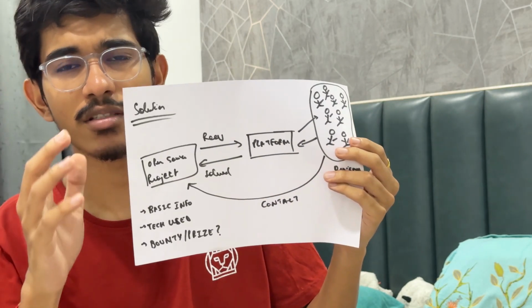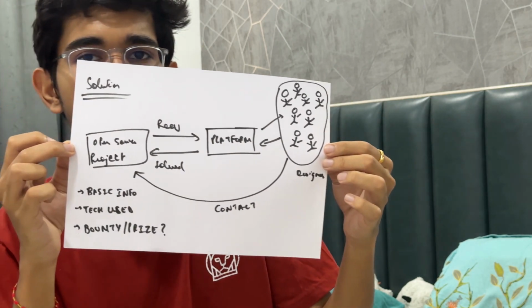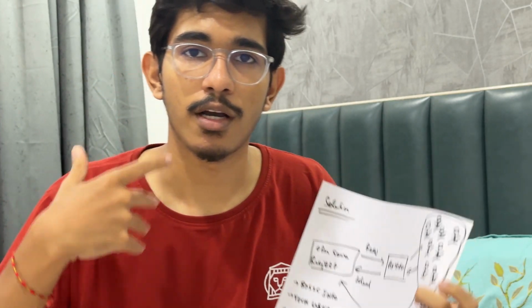A very easy to understand, simple solution. If this diagram does not explain anything, let me walk you through it. What I'm saying is, I'm trying to build a search and discovery platform which takes requirements from an open source project and broadcasts it to a group of designers out there. I'm saying designers specifically for now because that is the first target group that I want to build this for.